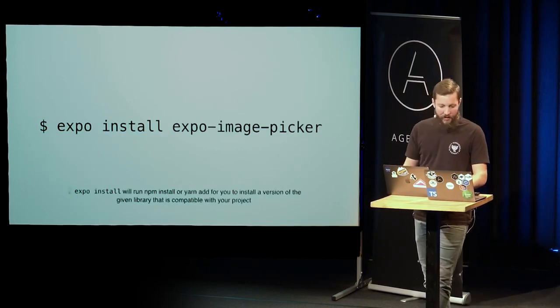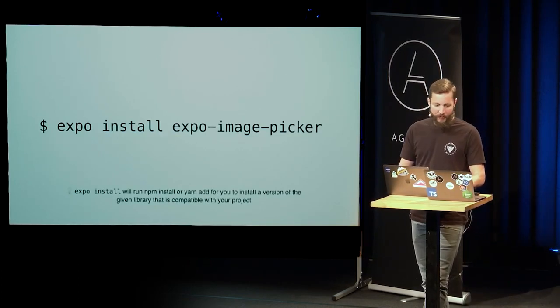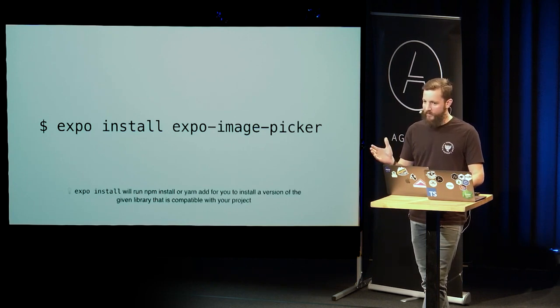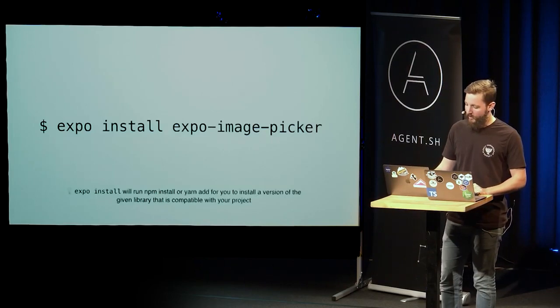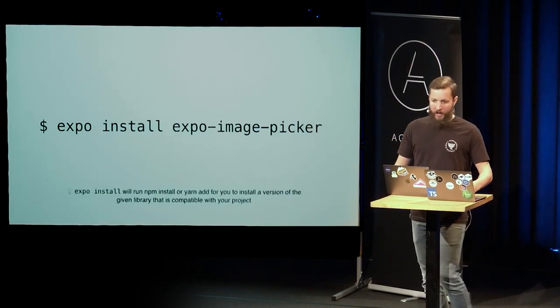To be able to do this, we're going to need to install this library called Expo Image Picker. There are a variety of ways that you can do this, but this is one that's built into Expo, and so it'll be the easiest thing for us to do.